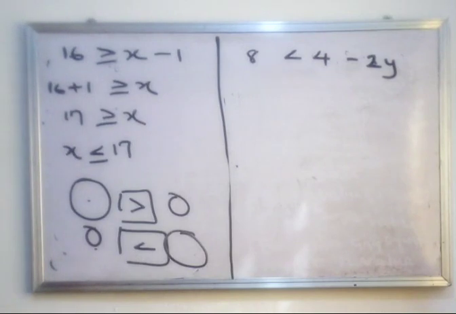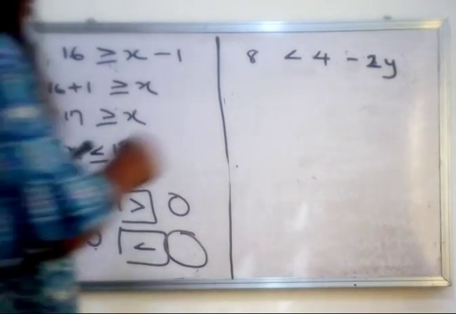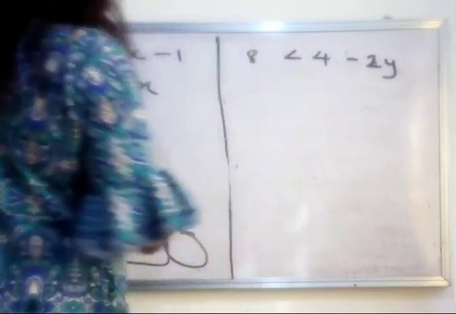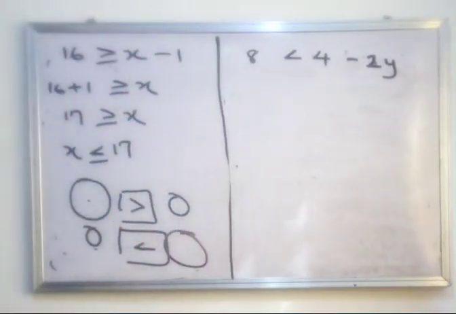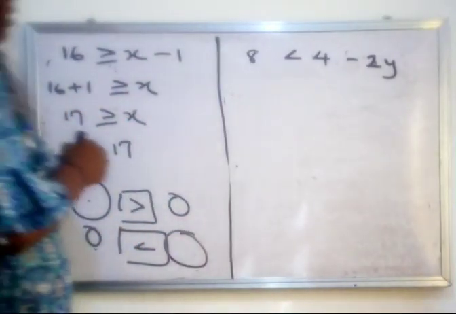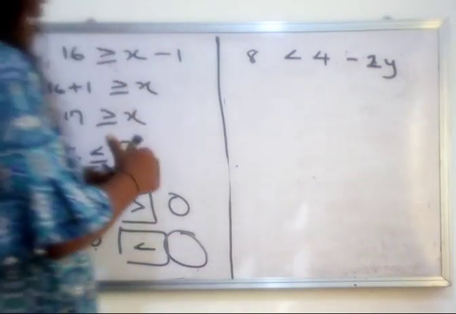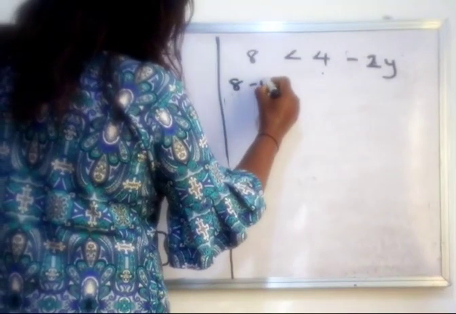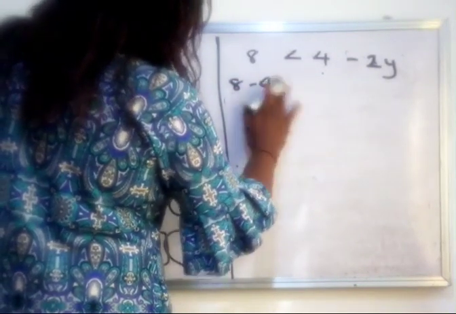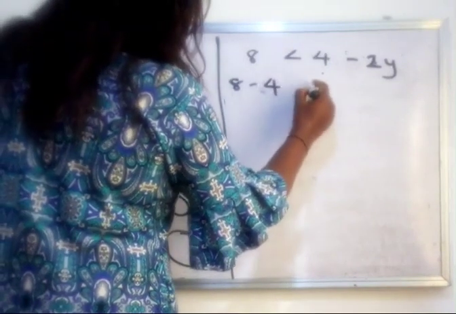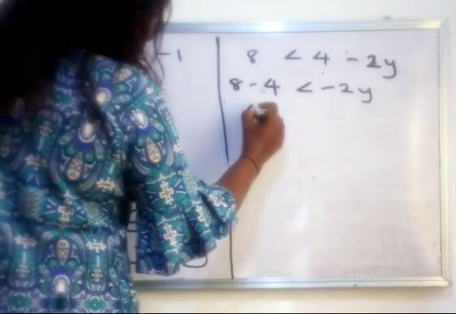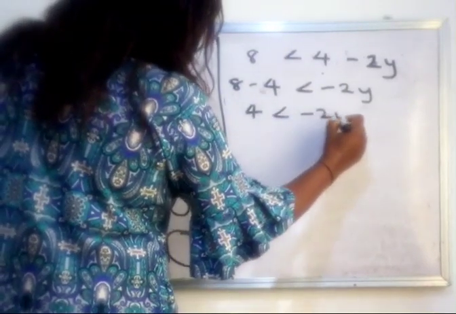With that in mind, you move on to the next inequality, and this one says 8 is less than 4 minus 2y. So how do we solve this? The same principle applies, collecting like terms. So 4 needs to come out, becomes minus 4. 8 minus 4 is less than minus 2y. All right. 8 minus 4 gives us 4 less than minus 2y.